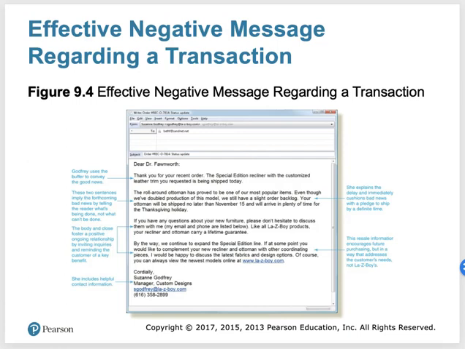Your book has a really great example on transitions for negative messages in Figure 9.4 on page 264. So take a look at that whenever you get a second. This message is a combination of both good and bad news, and it uses the indirect approach, with the good news serving as the buffer for the bad news.